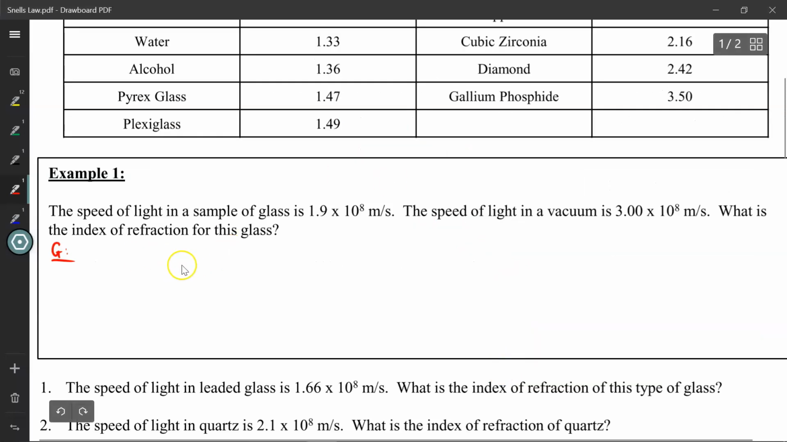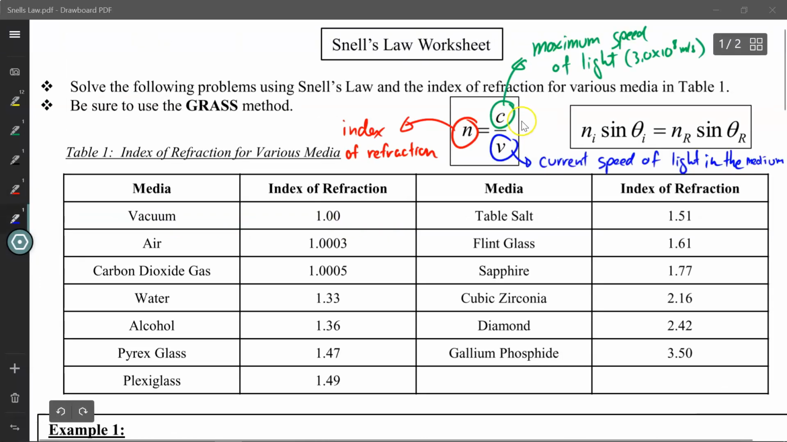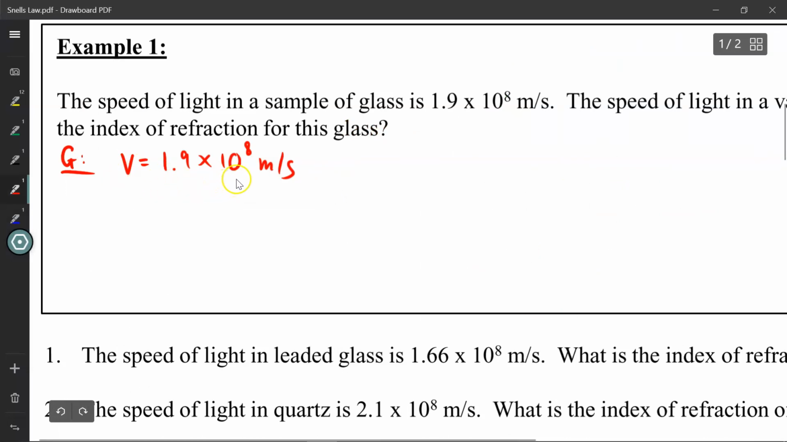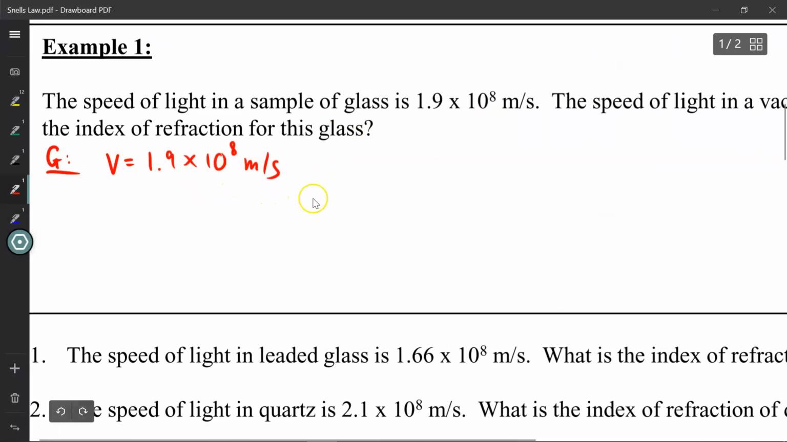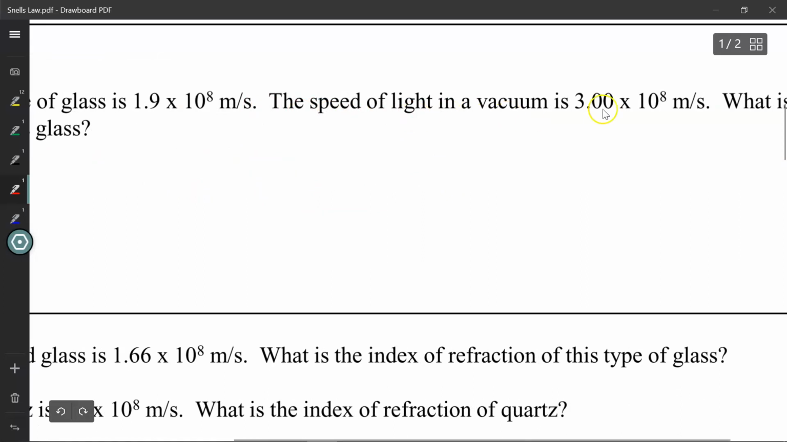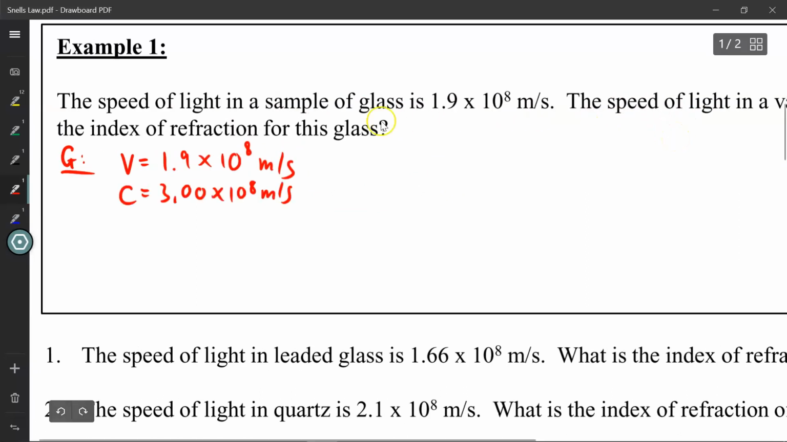All right, so let's try a sample question, and again, we'll use the GRASS method for this. So given the speed of light in a sample of glass is 1.9 times 10 to the power of 8 meters per second. So c is the maximum speed of light, 3.0 times 10 to the power of 8 meters per second, while v is the current speed of light in whatever medium it's traveling through right now. So I'll write down v is equal to 1.9 times 10 to the power of 8 meters per second. It then goes on to say that the speed of light in a vacuum is 3.00 times 10 to the power of 8 meters per second. So I'm going to write down c is equal to 3.00 times 10 to the power of 8 meters per second.